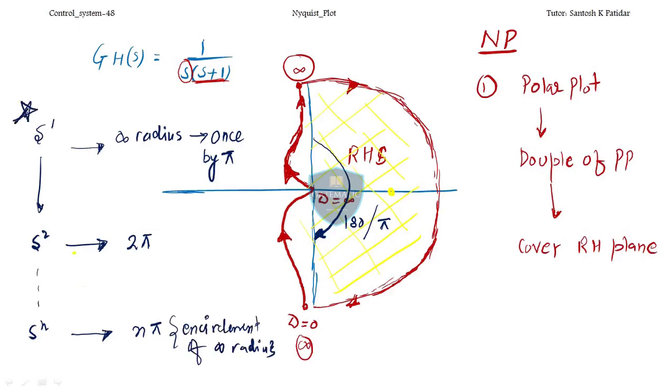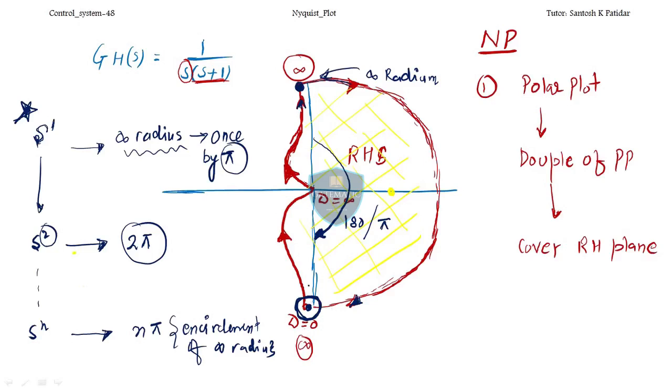This is a very important point, and the point says the poles at the origin indicate the encirclement of the infinite radius by angle pi. If you have two poles at the origin, the encirclement of the infinite radius will be double. This is the second point, and the first point is this: this is the ending point of the plot. From the ending point, the infinite radius will start. From this point it will start, and it will terminate where the plot is going to start. This is the starting point of the plot, and here the infinite radius encirclement will terminate and the plot will start.